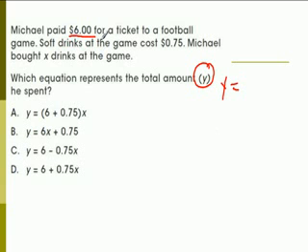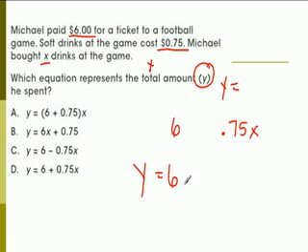So how much did he spend at the game? Well, he paid $6 for a ticket, so we know we're going to have 6 somewhere. Then his soft drinks cost 75, but we don't know how many he drank, so it's going to be 75x. So what do we have to do to this 6 and 75x to get to y? Well, we just need to find the total, so that means to add. So it should be y equals 6 plus 0.75x.